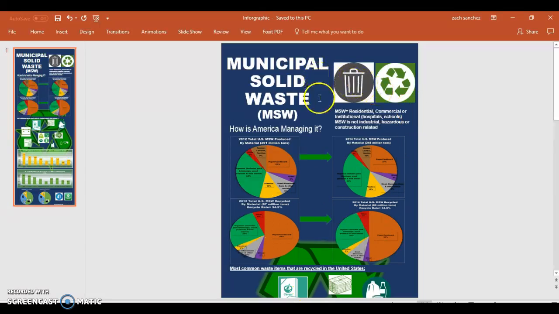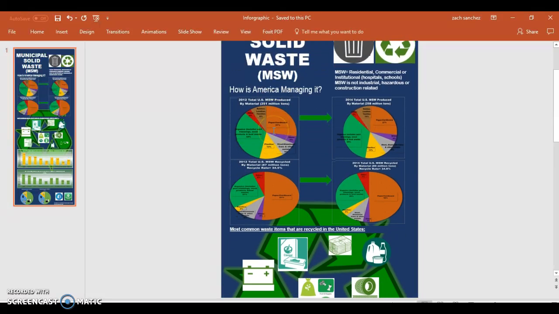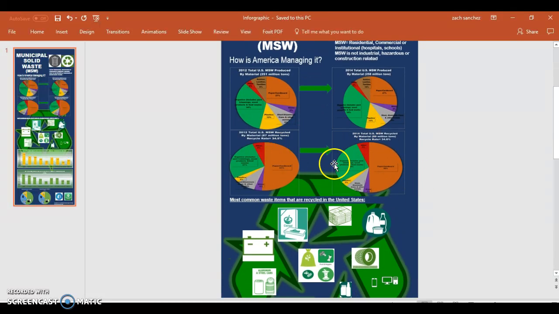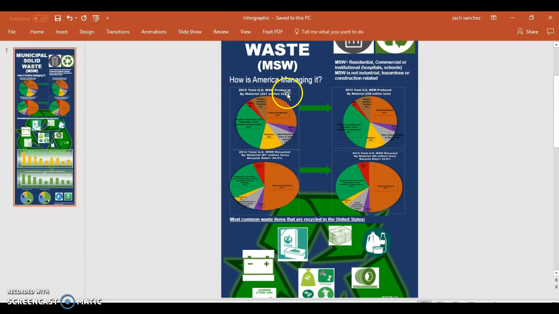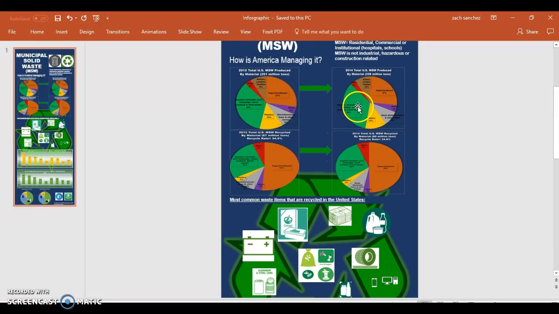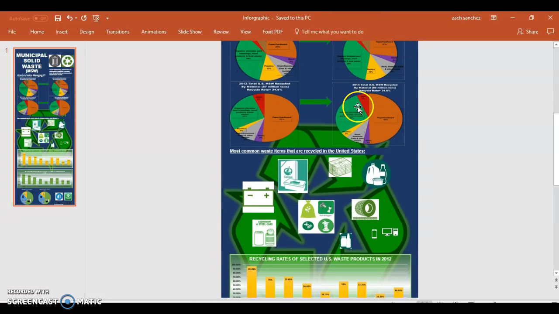So for example, the infographic progresses by starting out describing what MSW is and then displaying for each year how much was produced, comparing those side by side, and then for each year how much MSW was recycled, comparing those side by side. This enables the reader to scroll down through the material but also compare the data side by side as they scroll down.